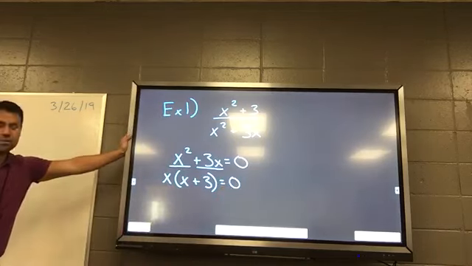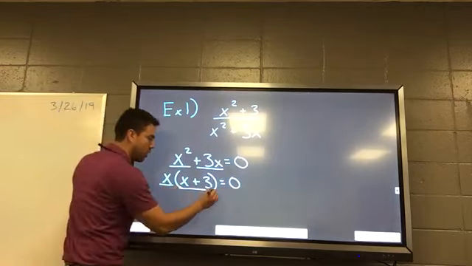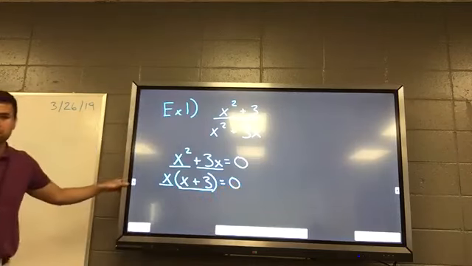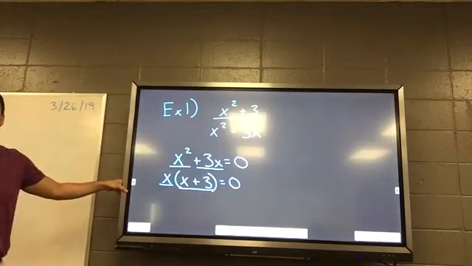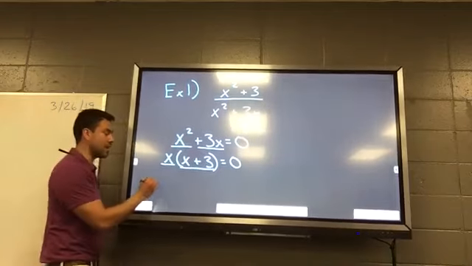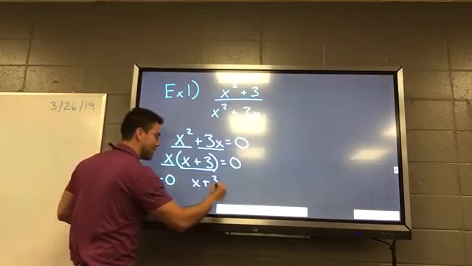Okay, here's the next step of the review. 2 numbers are being multiplied and they get me 0. What does that tell me about those numbers? One of them or both have to equal 0. Good. So this is how I set it up. Either x equals 0 or x plus 3 equals 0.